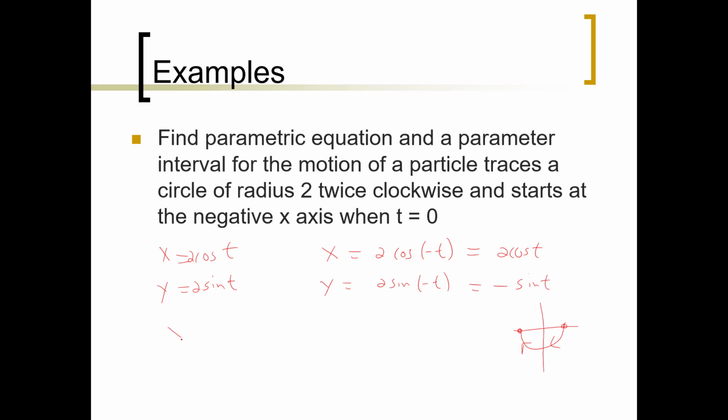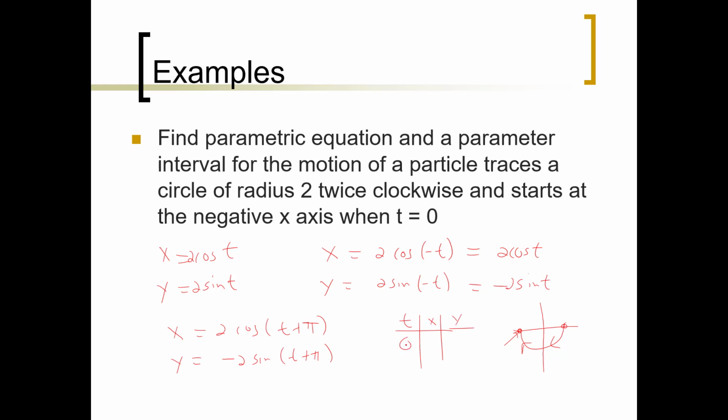So the equations, x equals 2 times the cosine of t plus pi, and y equals -2 the sine of t plus pi. That should then give me a parametrization so that when t is 0, I should start here. You're welcome to check it out. Just go ahead and look at what x and y would be when t is 0.